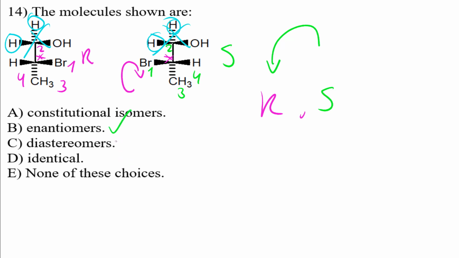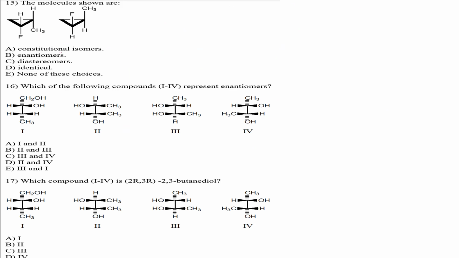Not diastereomers. Diastereomers only occur with 2 or more chiral centers. Notice we're only working with 1 chiral center, and so enantiomer looks pretty good for us. R became S, that's enantiomer, and that was a pretty fun problem. Not too bad. The reason why this is not identical is because if it were identical, you would have a hydrogen right here and a hydrogen right there. And so that is not identical.